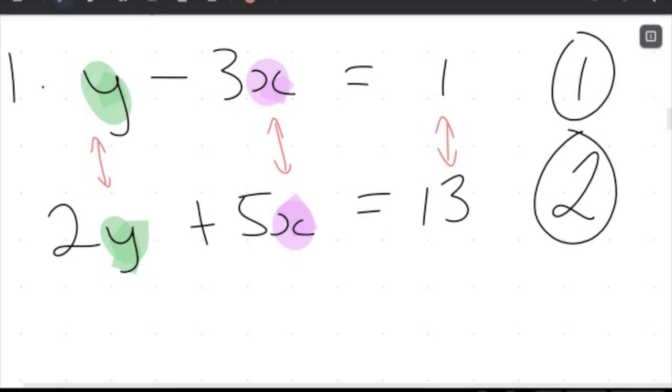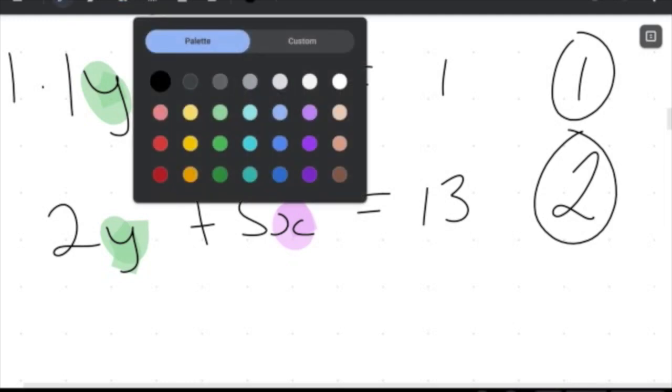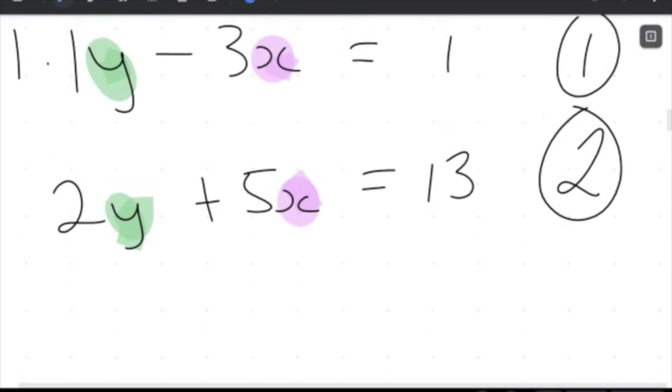Now, taking a look at equation 1, this is y minus 3x equals 1. And now, this y, it's implied that there is a 1 in front of that. Anytime we have just the pronumeral, we assume there's a 1 in front of it. Now, have a think, is there a way that we can get this 1 to a 2 via some type of multiplication? You can probably see here that if we were to multiply 1 by 2, we would get to 2y. Or multiplying 1y by 2 will give me 2y.